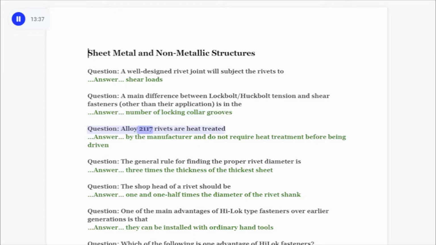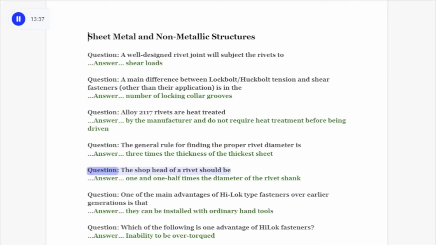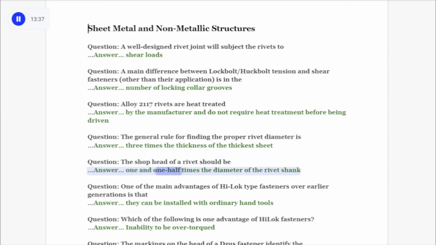Question: alloy 2117 rivets are heat treated. Answer: by the manufacturer and do not require heat treatment before being driven. Question: the general rule for finding the proper rivet diameter is. Answer: 3 times the thickness of the thickest sheet. Question: the shop head of a rivet should be. Answer: 1 1/2 times the diameter of the rivet shank.